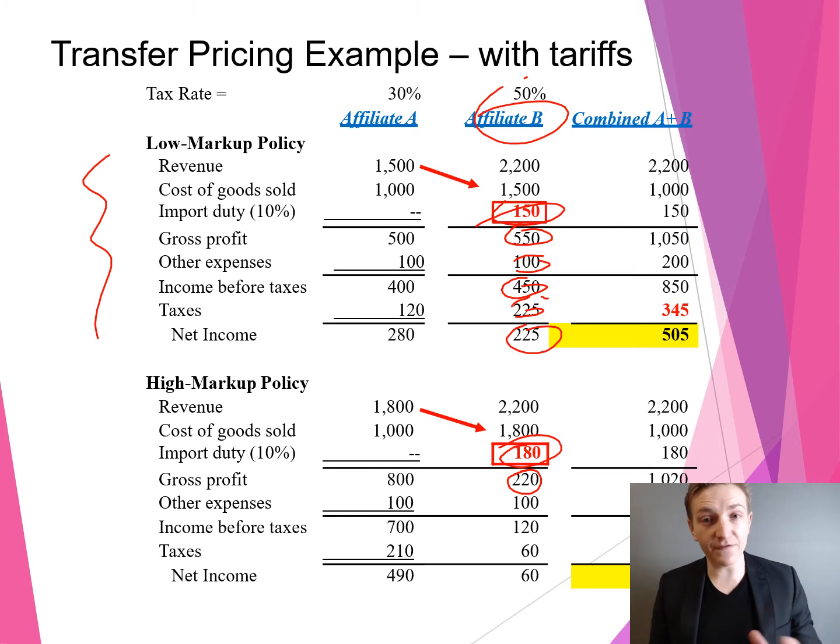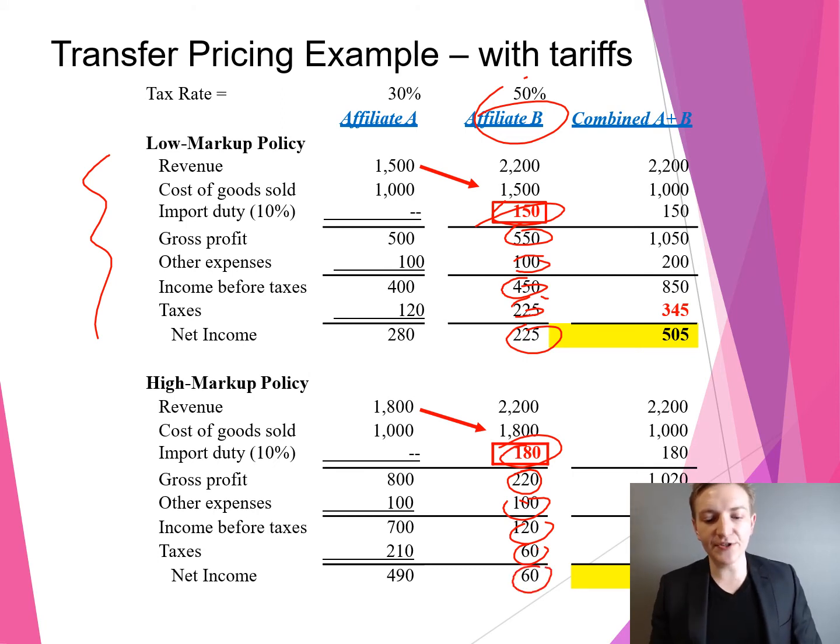Our taxes are 50%, so our tax is going to be 50% of the income before taxes. So if we have our other costs of 100, then our pre-tax income is 120. Our taxes are 60, being 50% of 120. So our after-tax income is 60.